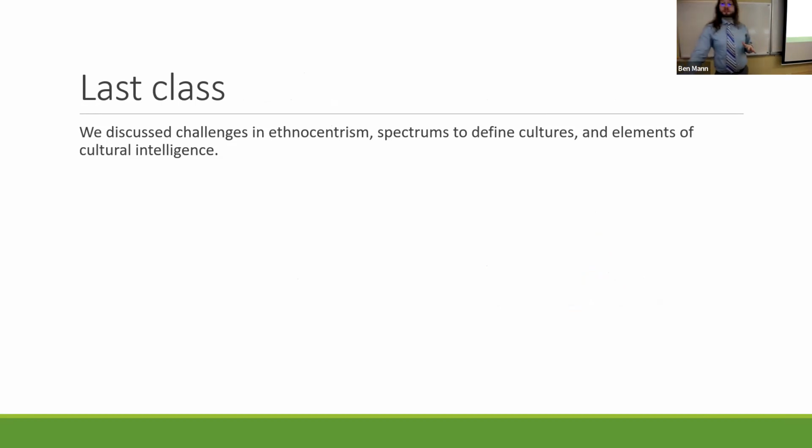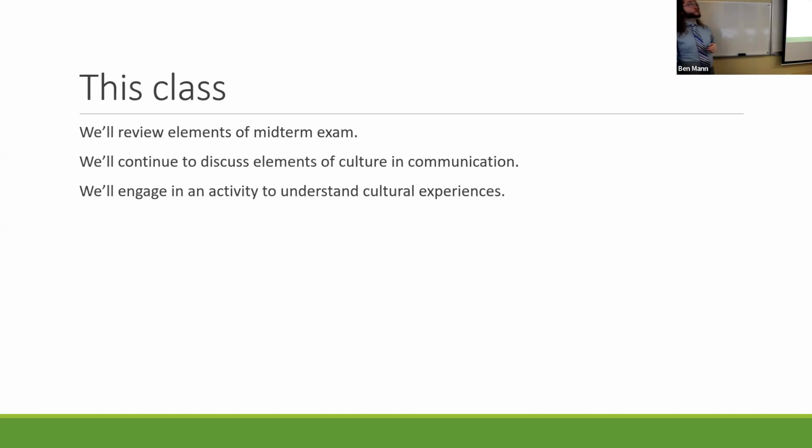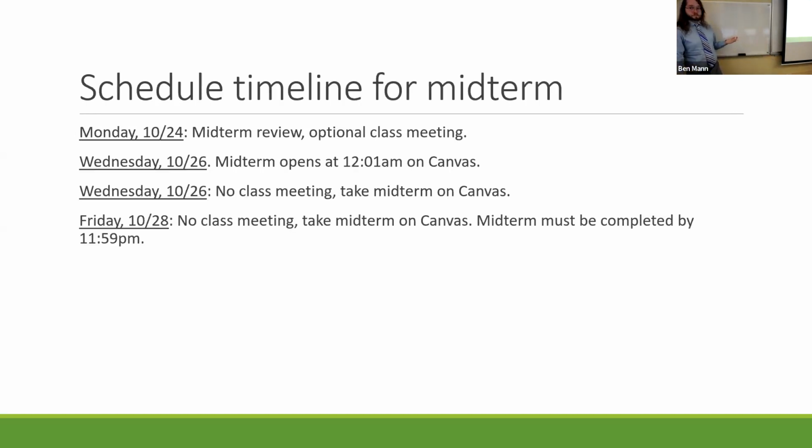So we talked about ethnocentrism, right? Some of the challenges of stereotypes and bias in the way that we think about cultures. We talked about some of these spectrums that define cultures. I'm going to be recapping that a little bit more because I know that I went through that a little quickly. And also we spent some time talking about those cultural intelligence measurements. For today, I just want to go over the timeline related to the midterm exam, elements of culture and communication, and a little activity that'll help us to examine and make sense of ways that cultures communicate.